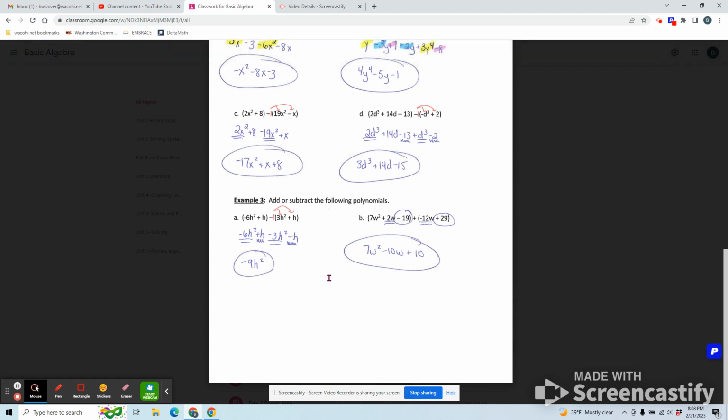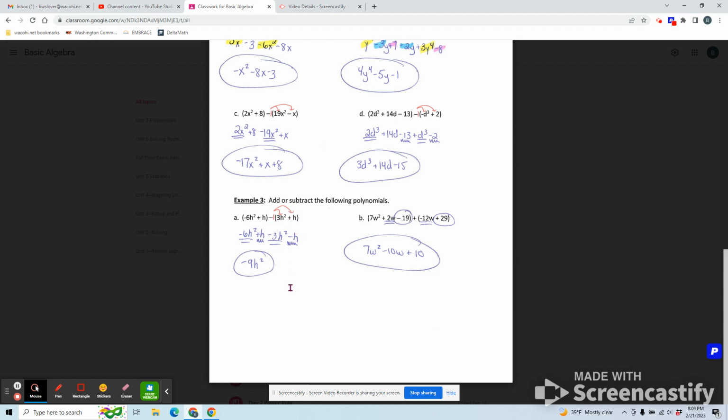And then example 3 says add or subtract the following polynomials. So now you have to decide when do you distribute and when do you not. So you are only distributing -1 on the subtraction problems. So this says I'm subtracting, right? I'm taking this quantity and I'm subtracting this quantity. So the first set of parentheses stays the same. The second one I distributed -1. So -1 times 3h squared, -1 times h.